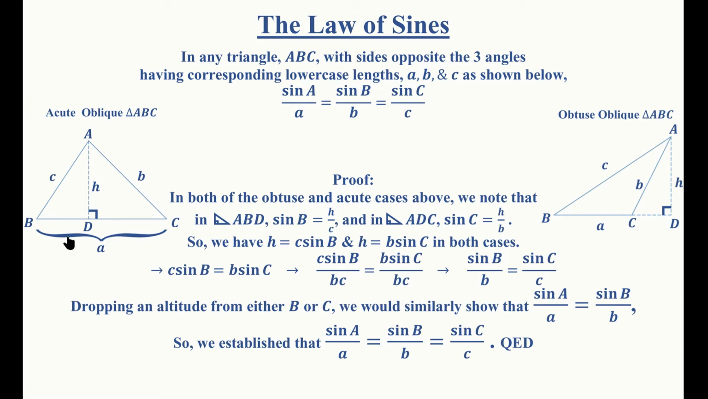Now, if we had dropped altitudes from B or C, we would have gotten the exact same results, and we would have come up with this version of that equation. So given that both sine C over C and sine A over A are equal to sine B over B, that means they're all equal to each other, and we have proven the law of sines. So it's a very nice, simple proof, but it's extremely important, and we'll be utilizing it from this point forward.